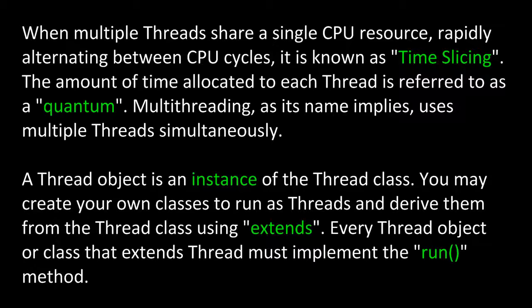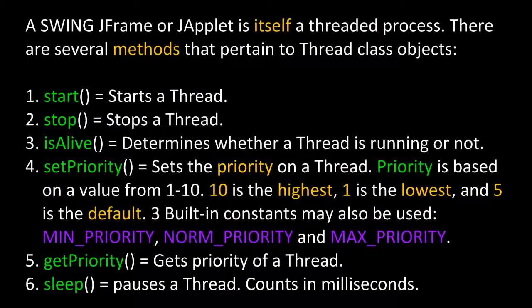Multithreading, as its name implies, uses multiple threads simultaneously. A thread object is an instance of the thread class. You may create your own classes to run as threads and derive them from the thread class using extends. Every thread object or class that extends thread must implement the run method. A Swing JFrame or JApplet is itself a threaded process.